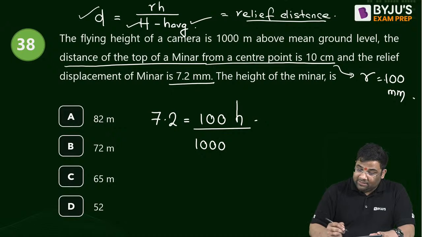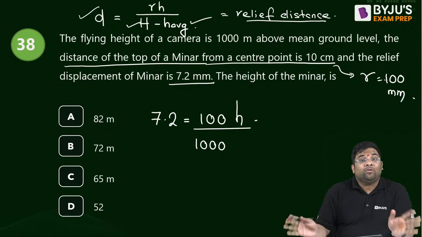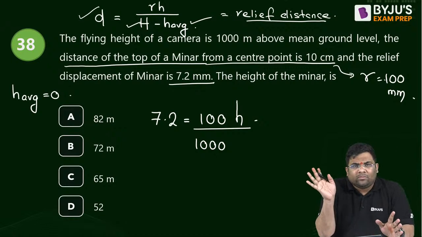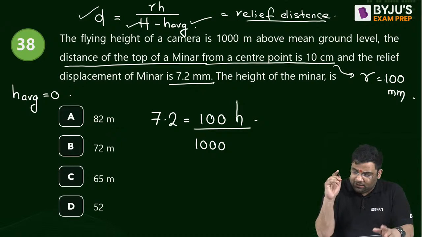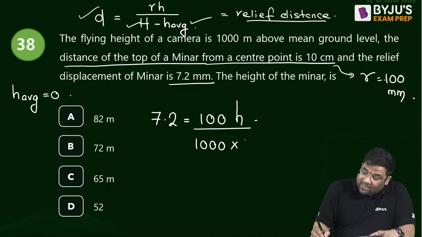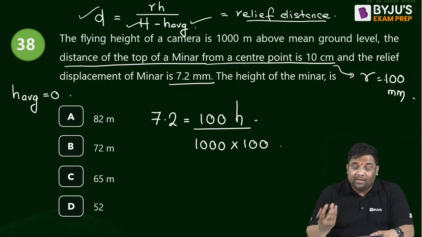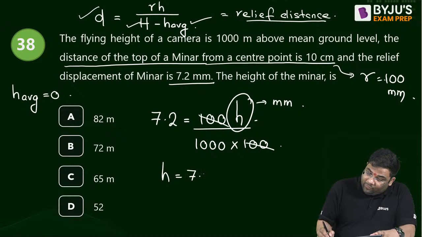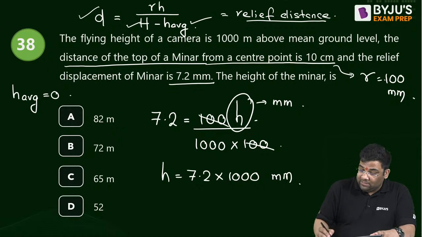Yes, this 1000 meter. You see the flying height is given, and nothing is given about the H average. When nothing is given about H average, I can say that the H average is 0, or I can say that we are taking the photograph of the mean sea level, right? So in this case, 1000 meter, I'll convert into mm. Everything should be converted into mm, and I'll get this height in mm. So when you find out this, h is equal to 7.2 into 1000 mm. Now the answer is asked in meter. So what I will do?